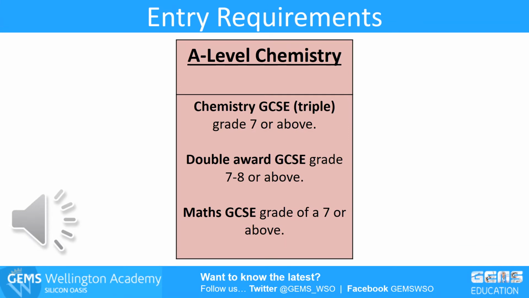These are the entry requirements for A-level chemistry. We require a grade 7 at triple GCSE in chemistry, or if they do the combined double award GCSE, a grade 7/8. It is also important that alongside their science grade, they do have a grade 7 in maths as well. This is because compared to GCSE, there is a huge amount of maths embedded into all aspects of the specification at AS level and A level.